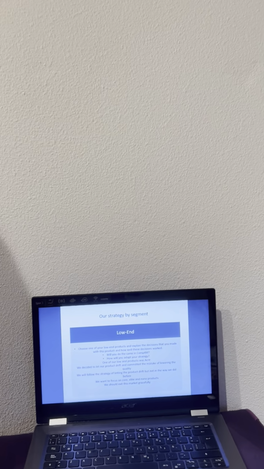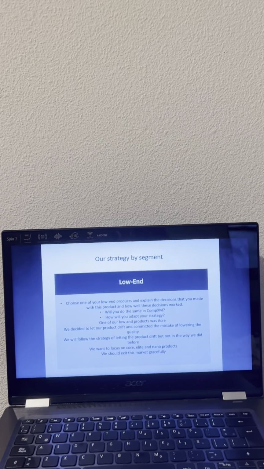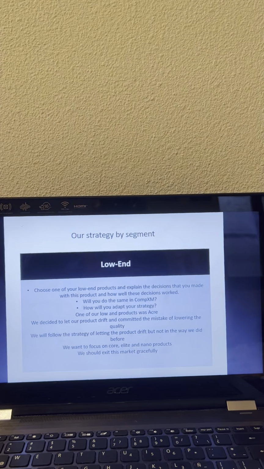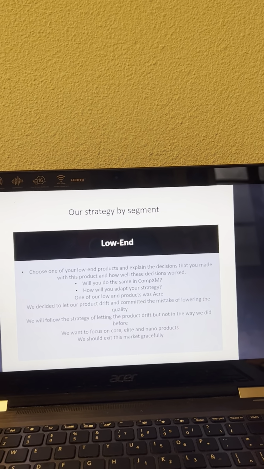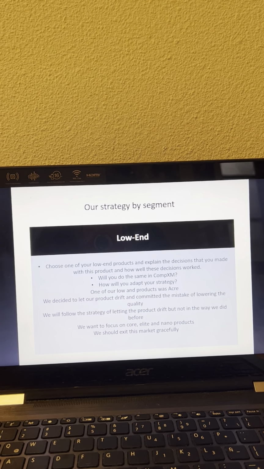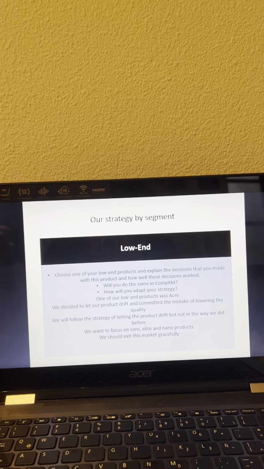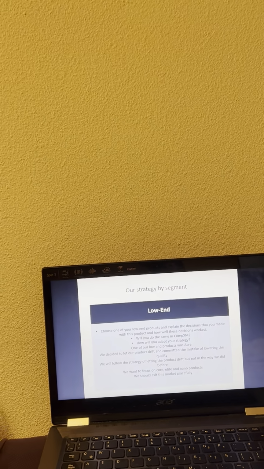Going to part of our segments and going more specifically, let's start with our low-end segment. When we were in Capstone, our low-end segment, one of the products was Acre. We decided to basically let this product drift. I think that choice was because we didn't really understand the brush differentiator strategy, since we should have probably kept that product.